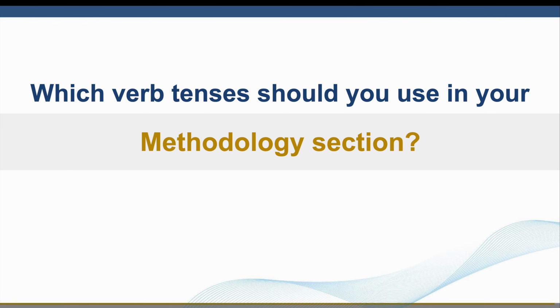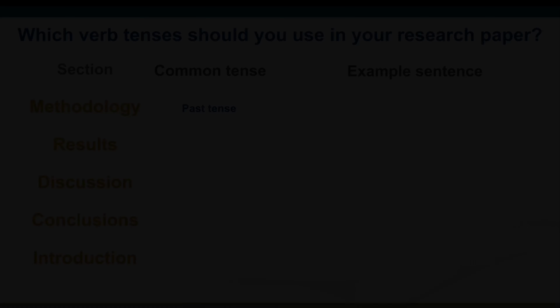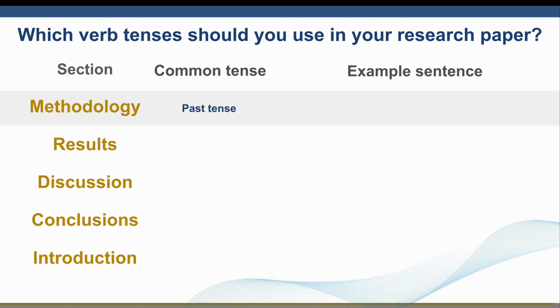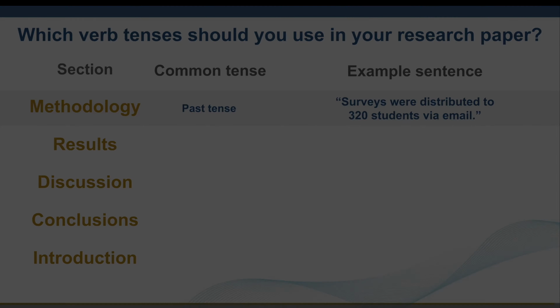Which verb tense should you use in your methodology section? Your methodology section should be written in the past tense as your research has already been conducted. For example, surveys were distributed to 320 students via email.